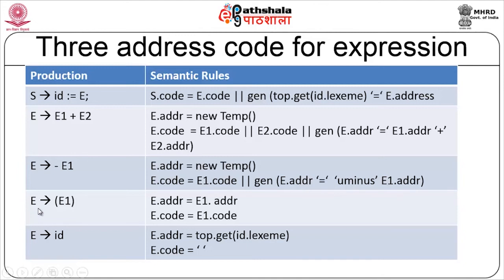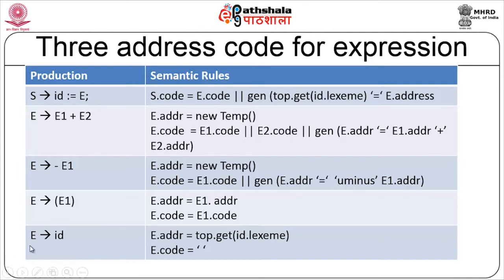And the next one is E produces open parenthesis E1 close parenthesis, which is nothing but E dot address is equal to, now here there is no need for a new temp, because when I have a parenthesis here, I'm simply trying to put it as a precedence. I'll evaluate this first. I'm setting up precedence alone here. Therefore, the code of E1 and the place of E1 could be copied onto E directly. So E dot address is equal to E1 dot address, and E dot code is equal to E1 dot code.